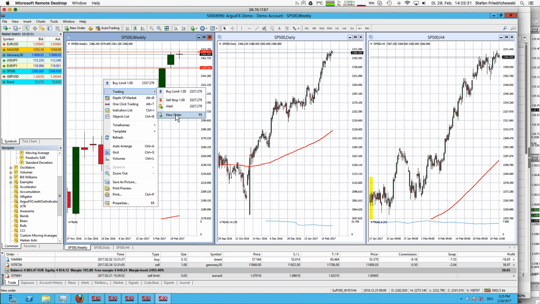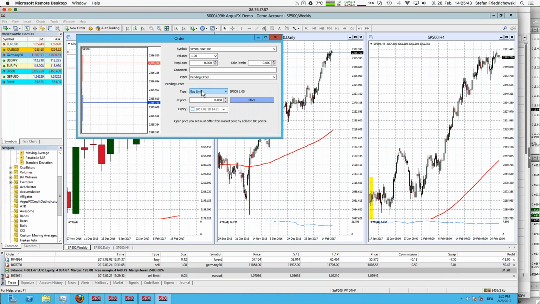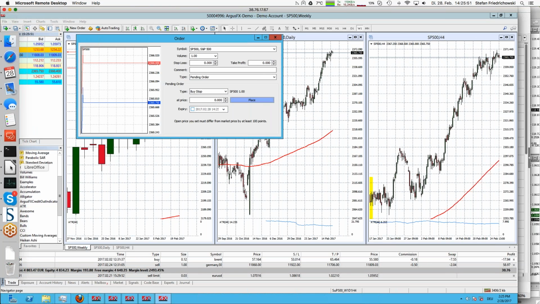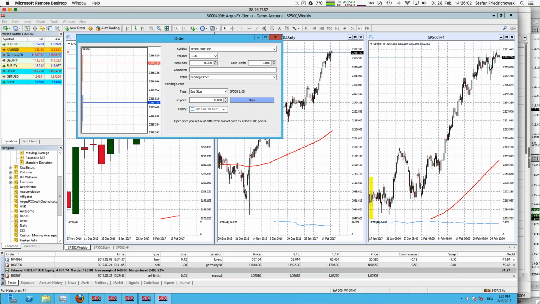So we want to have a new order. Of course, we need no market execution. We want to have a pending order. And our type is a buy stop order in this case. Now we have to look at the lot size. Lot size is 4. We can only have integer numbers, so lot size is 4 here.